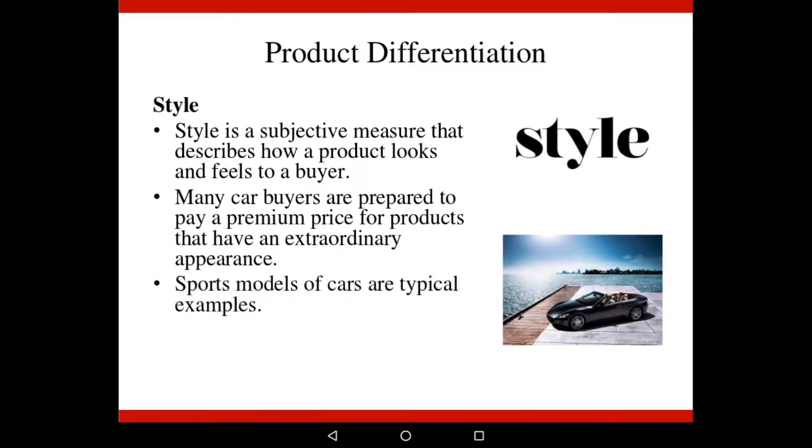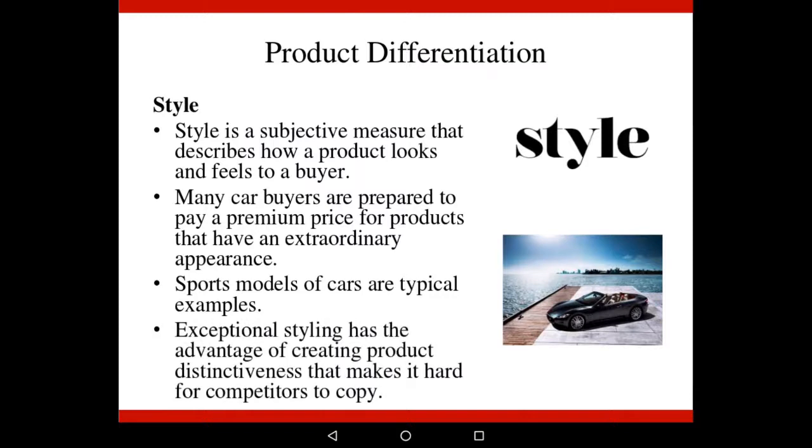Sports models of cars are typical examples. Exceptional styling has the advantage of creating product distinctiveness that makes it hard for competitors to copy, because it's got that very unique style. Competitors won't be able to copy it so easily.